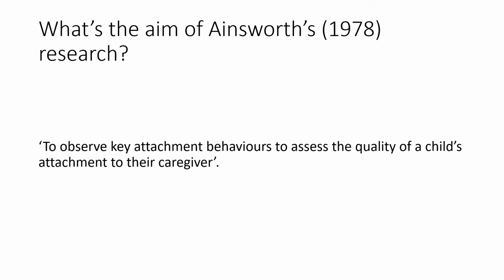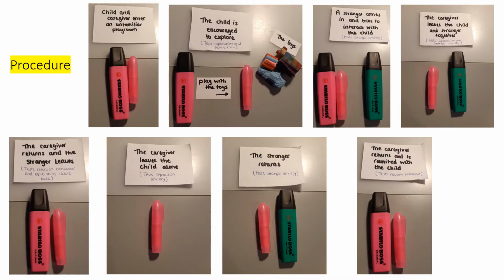So first of all, we're just going to have a look at the aim of Ainsworth's research. Ainsworth conducted her research in 1978. This is a female researcher. So her aim was this: to observe key attachment behaviours to assess the quality of a child's attachment to their caregiver. So this is the technique that I use to remember this procedure.